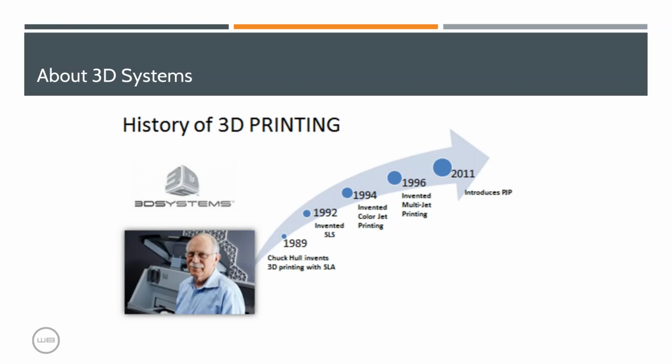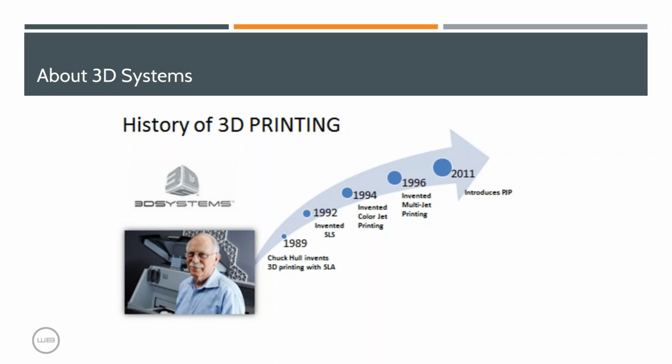So a little bit about 3D printing's history again. Chuck Hull invents SLA, then they invented SLS. They also invented color jet printing. Now I'll put a little asterisk next to that one. Color jet printing was actually invented by Z Corp, which was then purchased by 3D Systems. So therefore, via acquisition, they did invent color jet printing.